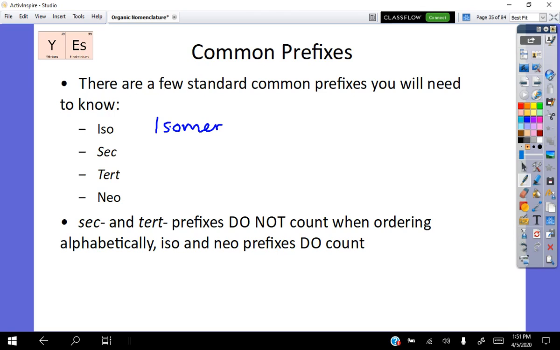We have secondary, or sec, and that refers to how many things are attached to a particular carbon. We have tert for tertiary, and then we have neo, which I believe just refers to new. When we're talking about alphabetization, secondary and tertiary prefixes do not count when ordering things alphabetically, but iso and neo prefixes do count.